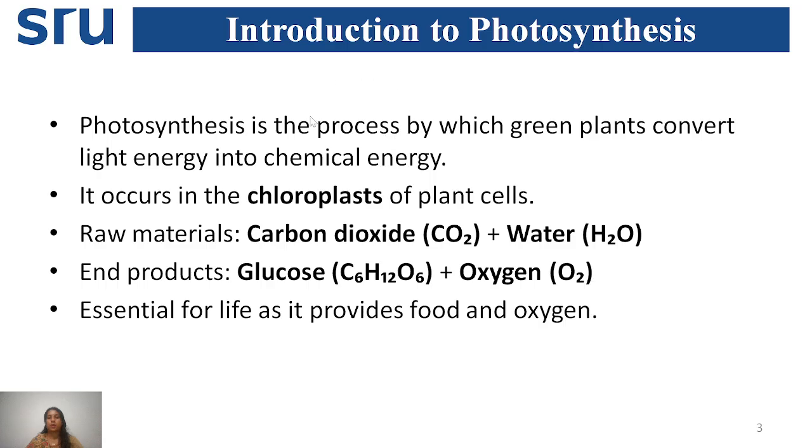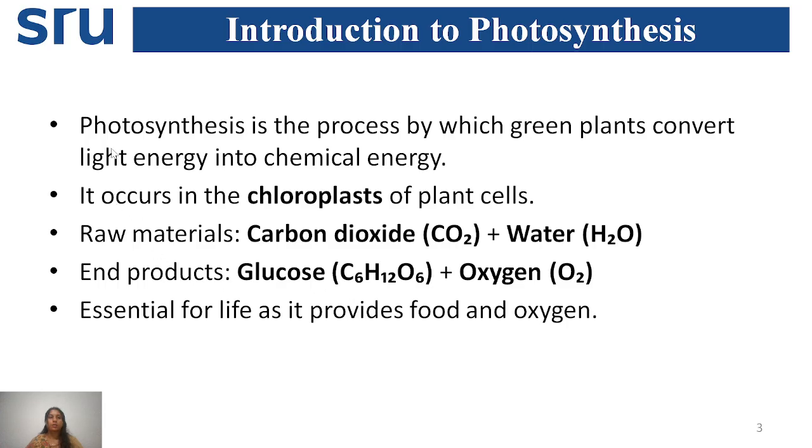Photosynthesis is the process by which green plants convert light energy into chemical energy. Usually a green plant has green chlorophyll content. Using carbon dioxide and water in the presence of sunlight, the carbon dioxide is fixed into glucose, and during the process, from water it releases oxygen. So this conversion of light energy into chemical energy is known as photosynthesis.